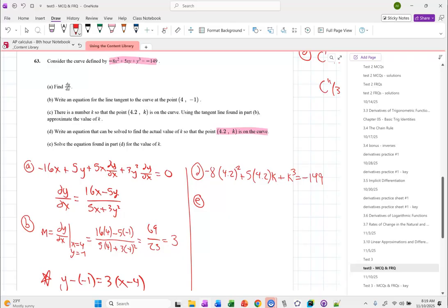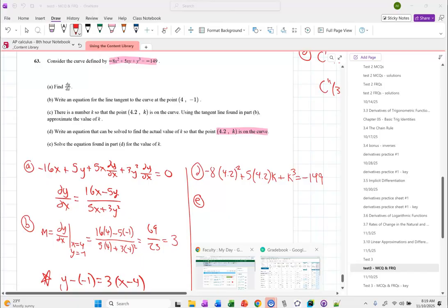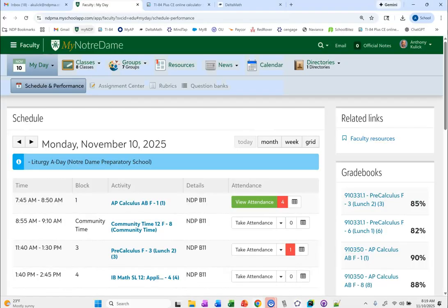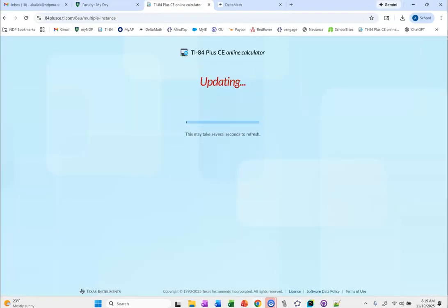That's what I'm going to do because I hate this negative 149. That's going to make for a pretty crazy looking window. So I'm going to add that over. And we'll get this into our calculator here in a minute and find the solution. It's probably going to be a decimal. Looking at the equation, I would not be surprised at that.